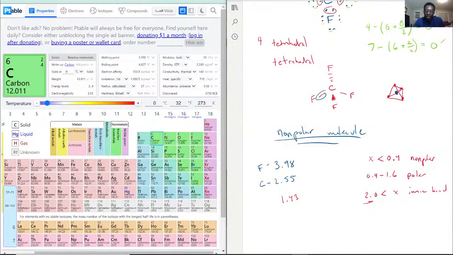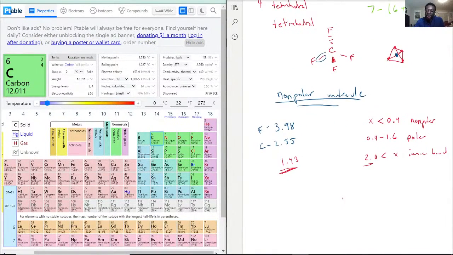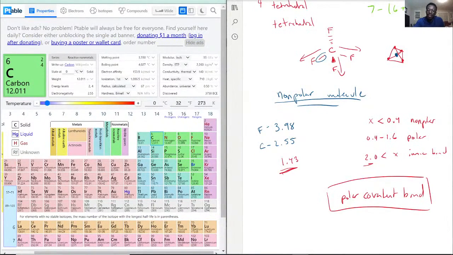Okay, so now with that being said, we have a 1.43, and last time I checked, carbon and fluorine are both nonmetals. Sorry about that. So because they're both nonmetals, this bond right here is going to be a polar covalent bond. So now you see what happened here? We have polar covalent bonds, but because each fluorine is pulling exactly the same on the carbon, it all cancels out to where we end up with a nonpolar molecule.